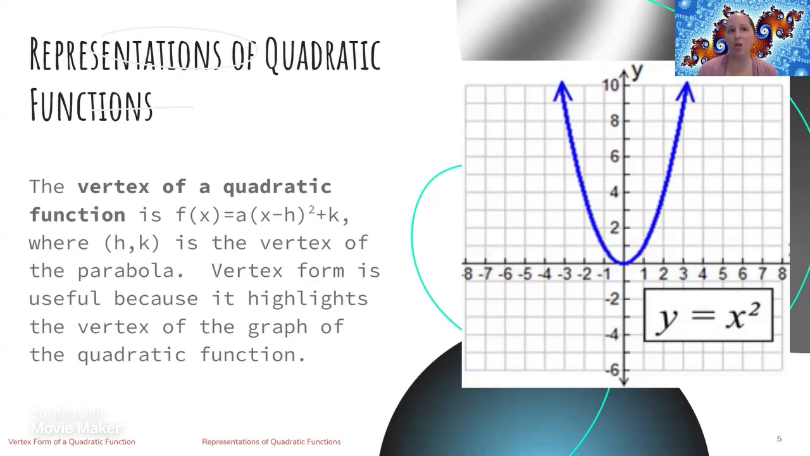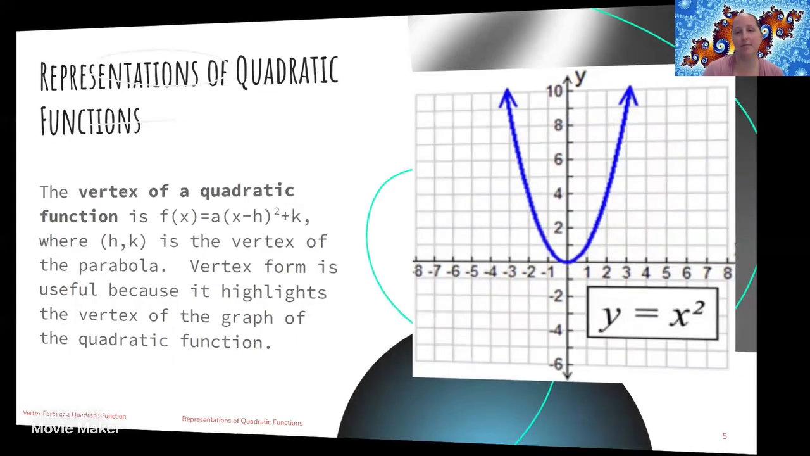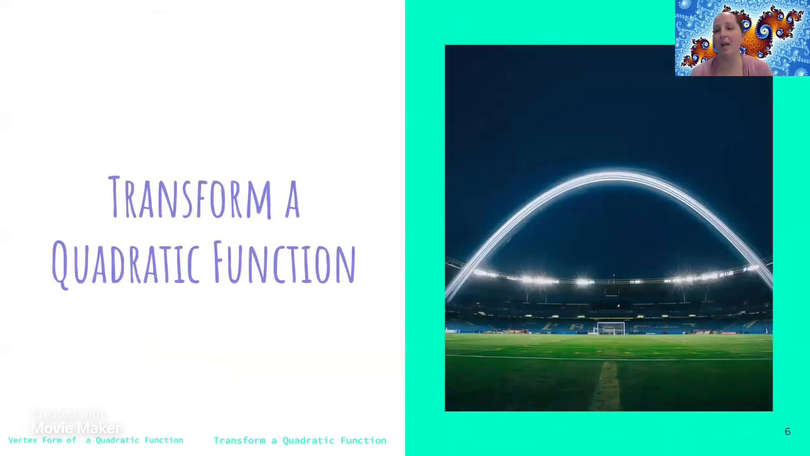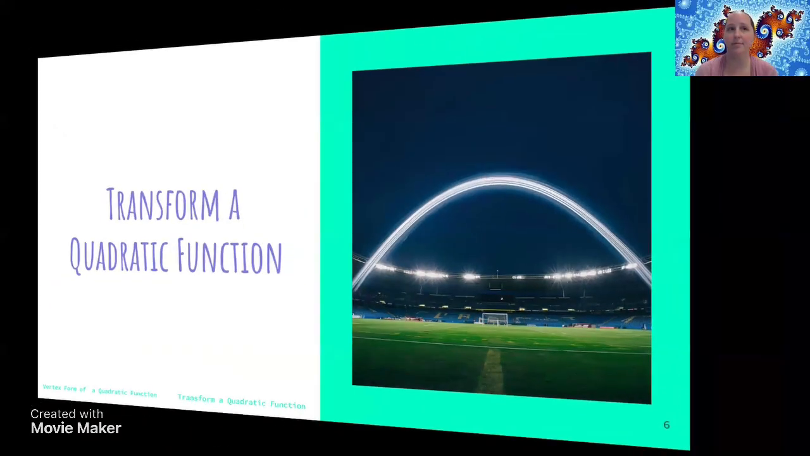The vertex form of a quadratic function is f of x equals a times x minus h squared plus k, where h, k is the vertex of the parabola. Vertex form is useful because it highlights the vertex of the graph of the quadratic equation, as well as the axis of symmetry. So, transforming a quadratic function.